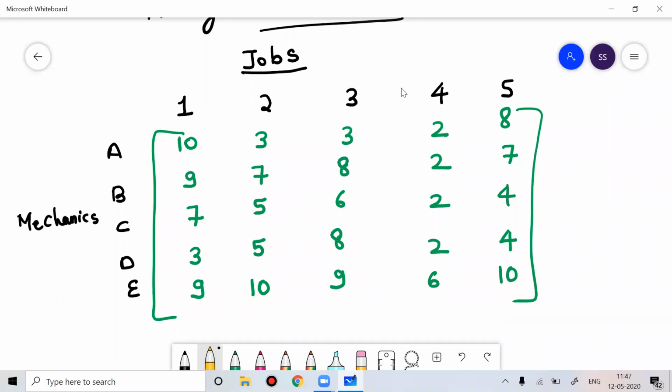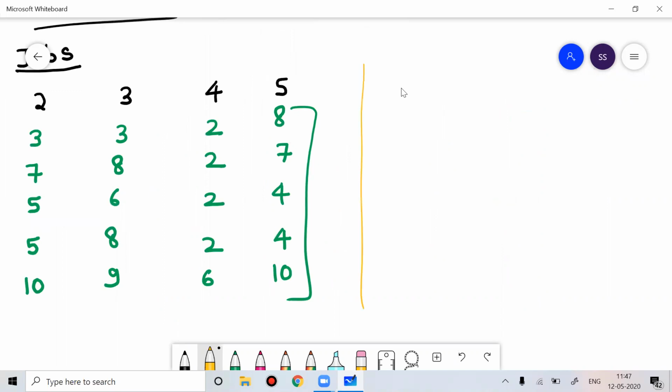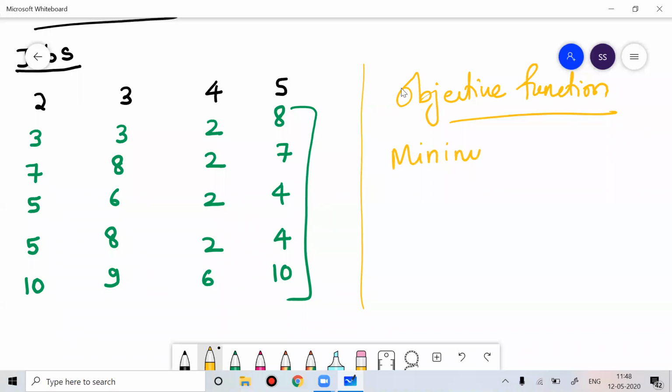Again, when you deal with an assignment problem, it is nothing but an application of the transportation problem. So in the case of an assignment problem, your objective function should be minimization. In case the data is given for maximization, then we convert the maximal data into minimal data by subtracting the highest element in the matrix.